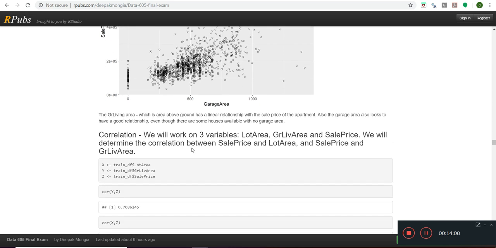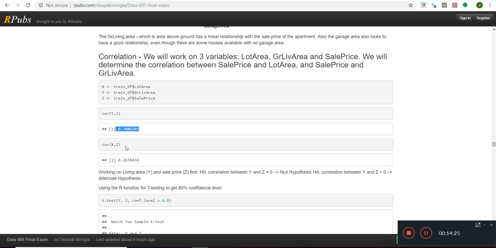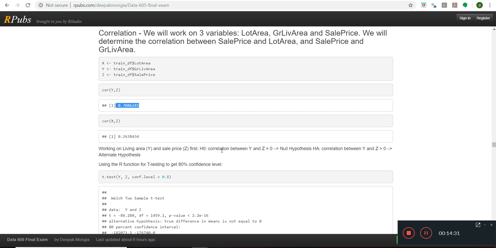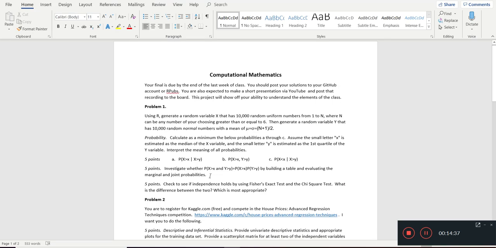Okay, now we'll define the correlation between lot area, living area, and sale price. So the first one we'll define between living area and the sale price. The correlation seems to be 0.7, and then the correlation between the lot area and sale price comes out to be around 0.26. And now we'll go back to the question.